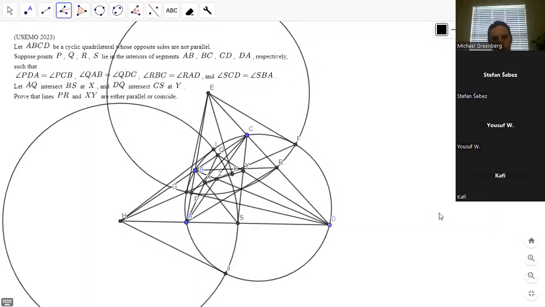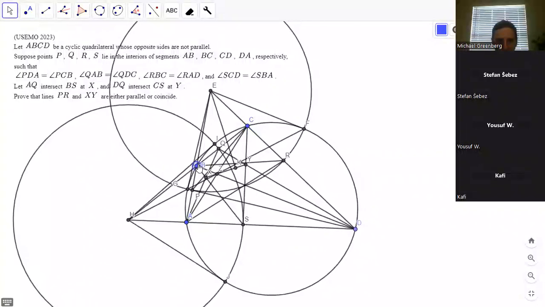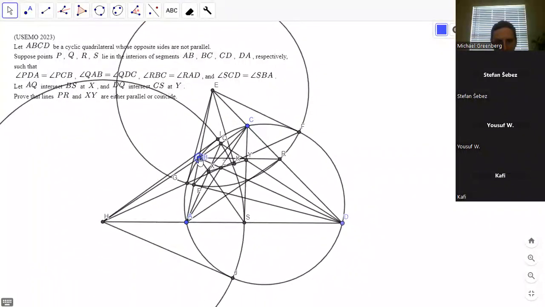Can you please move the figure a little bit? You want me to move the figure a little bit? Yeah, I want to check something. Okay.